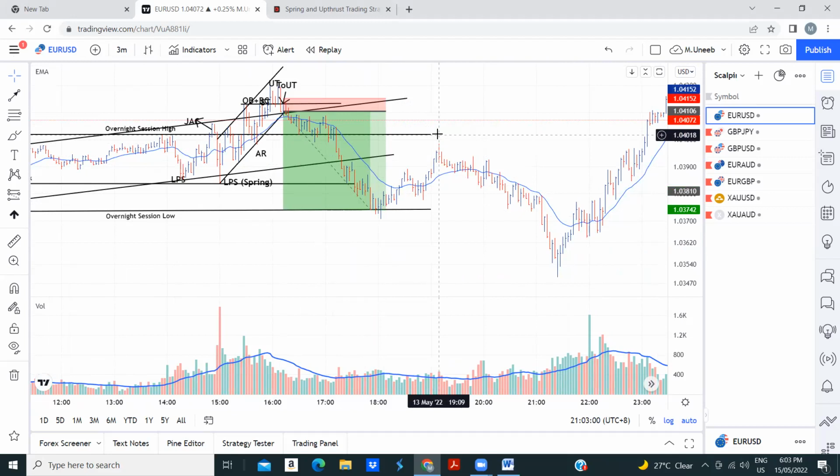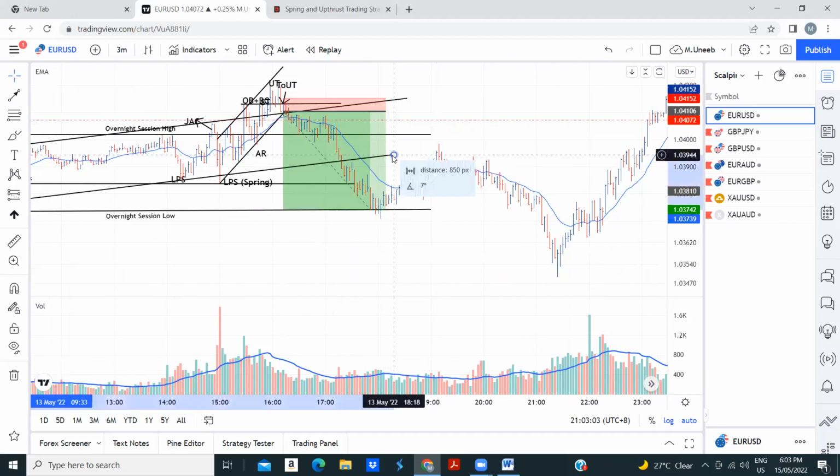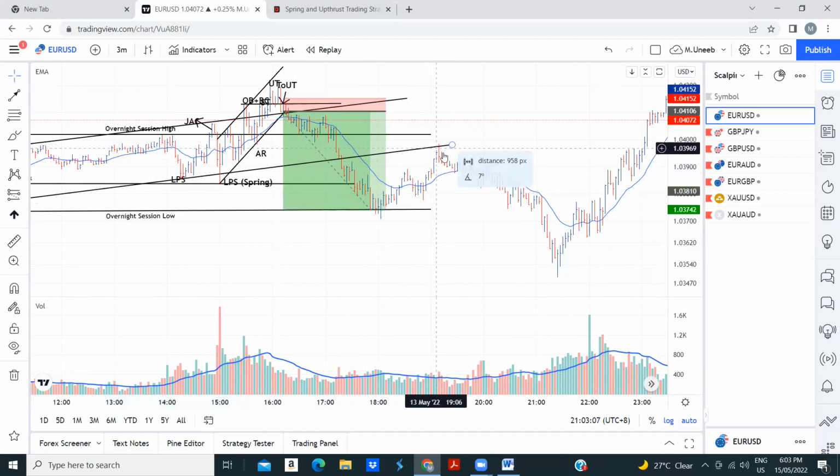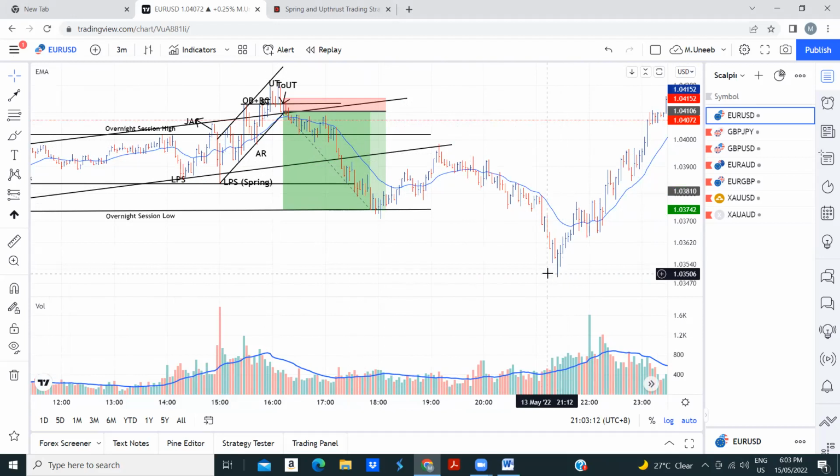Got it? Okay. Yeah, and if you extend this line further, you see how the price came back and retested the line and then went back down. Make sense?